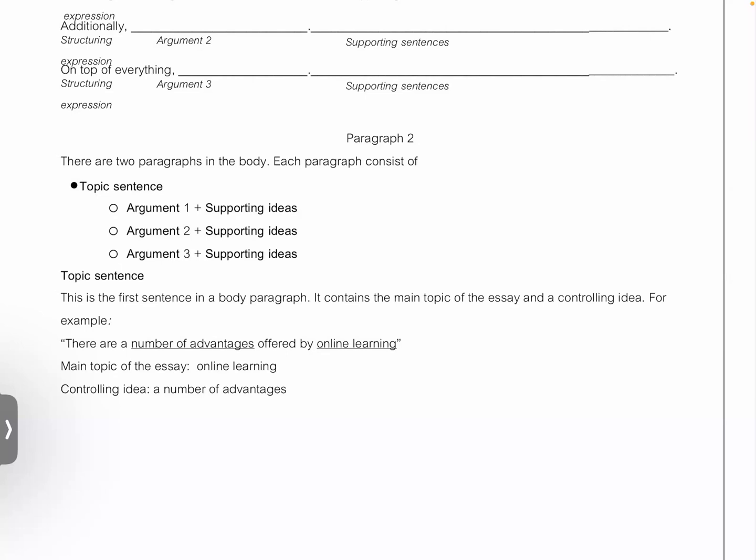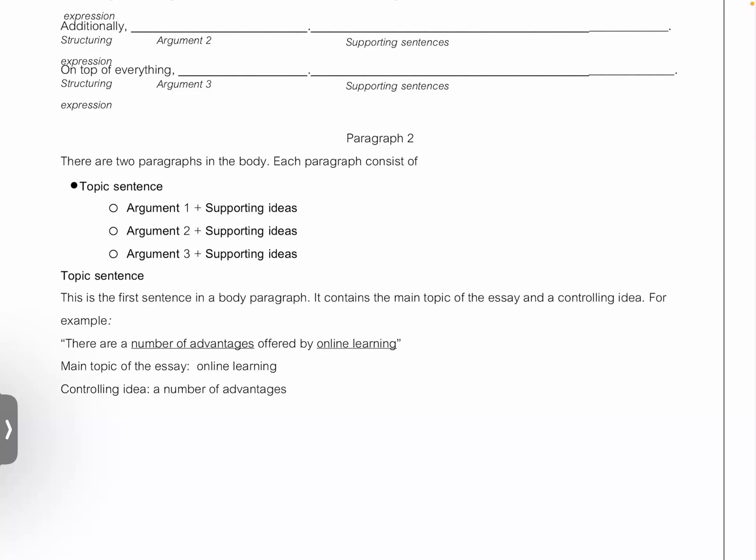So I can actually say something like advantages of online learning. This is what makes up a topic sentence, right? But just by saying advantages of online learning, this is not yet a complete grammatical sentence. So I have to add a verb in it. And there are many ways to achieve this.